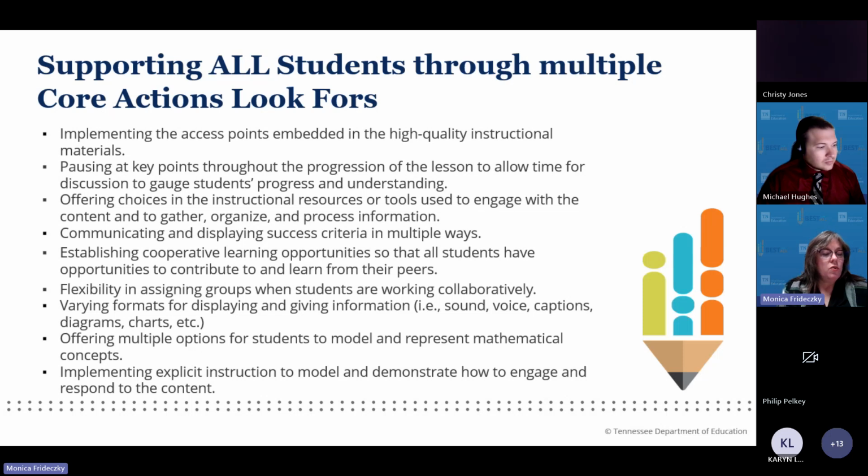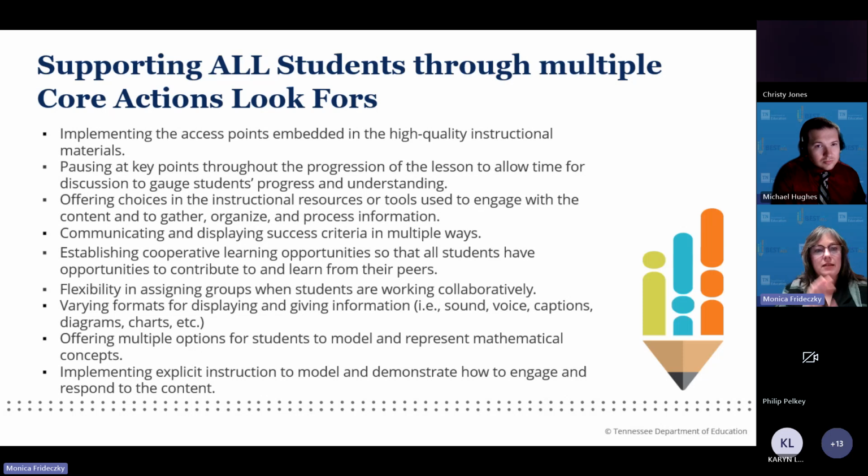So the goal in looking for certain actions is that we want to encourage students to take ownership of their own learning. Remember that these supports are not provided for every single student, but for those who may need temporary support or access to grade level tasks.